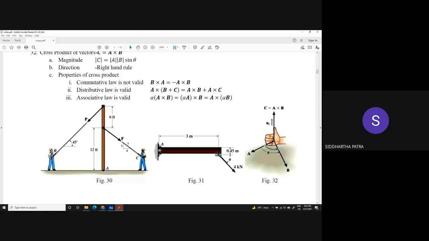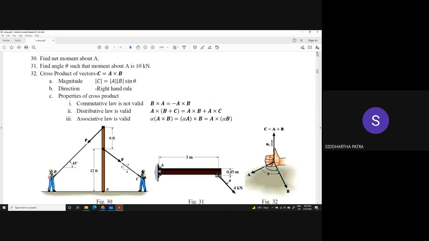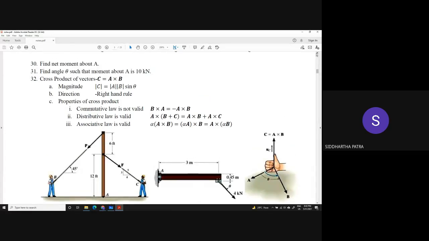So here in problem number 31, you are being asked to find the angle theta such that the moment of this force about A is going to be 10 kilonewton. I have written the unit wrong. It is 10 kilonewton meter. The moment is supposed to be 10 kilonewton meter.